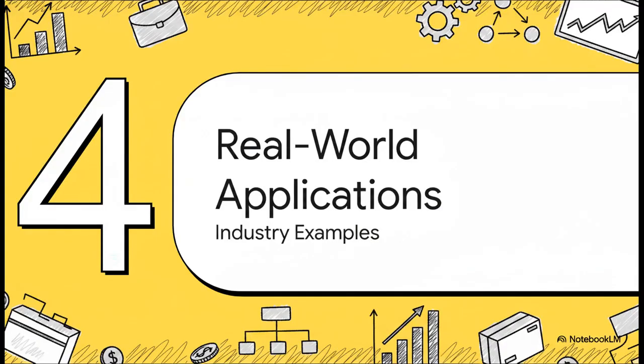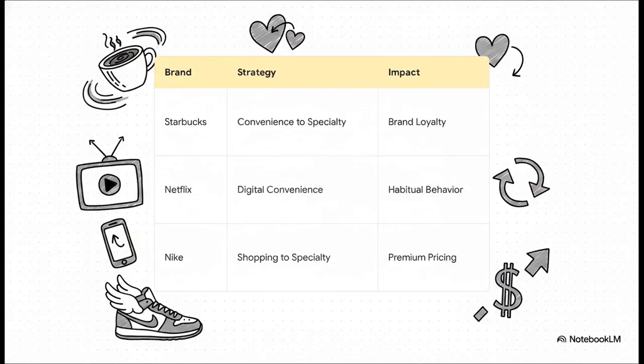Section 4. Real-world business applications. Let's look at some industry examples. Let's look at how massive digital and physical brands actually map out their strategies. Starbucks takes a simple cup of coffee, which is normally just a basic convenience good, and masterfully turns it into a premium specialty experience, driving crazy brand loyalty. What about Netflix and Instagram? Well, they use digital convenience to create deeply habitual consumer behavior. And Nike elevates its brand from a standard shopping good into a specialty lifestyle item, giving them immense premium pricing power. This is exactly how top players dominate the market.